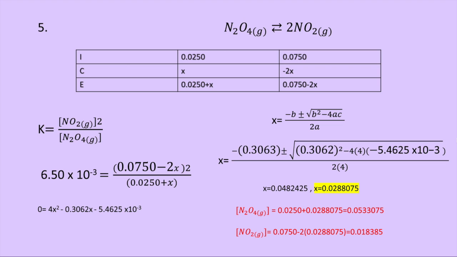We can express this in the ice table as the following. And then solving for a quadratic equation, we can put this into the quadratic formula, and we will obtain X values of 0.0482 and 0.0283. And if we try both X values, 0.0482 makes the concentration of nitrogen dioxide negative, therefore the correct value is 0.0283. And finally, we obtain the concentration at equilibrium of dinitrogen tetroxide of 0.0530 and nitrogen dioxide of 0.0183.